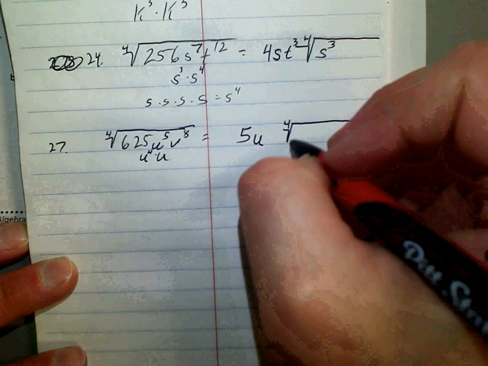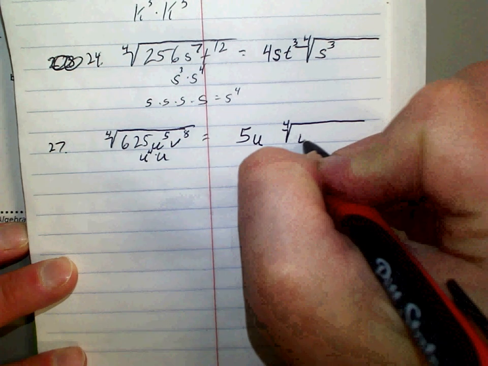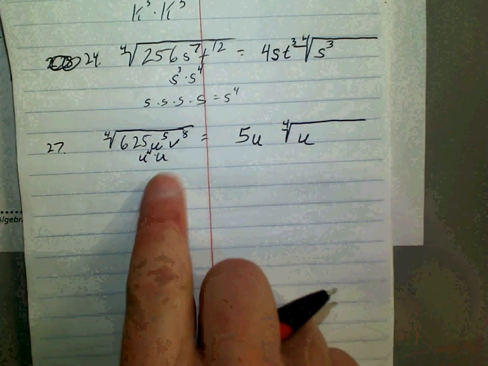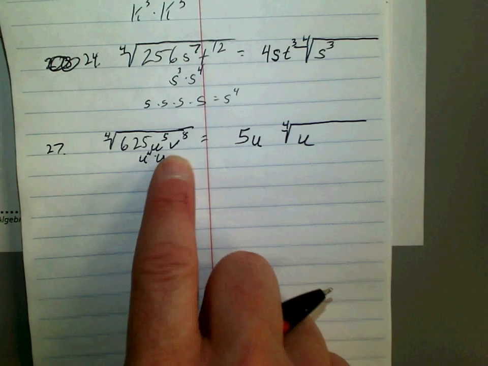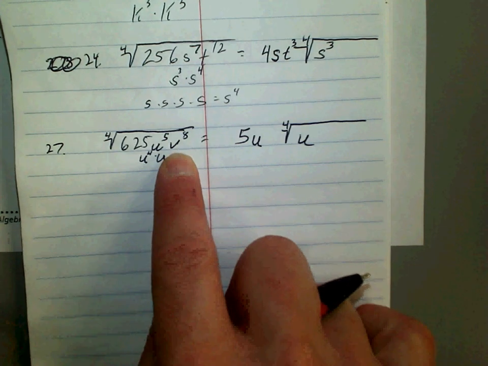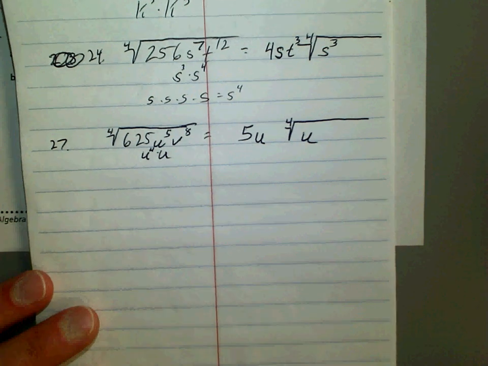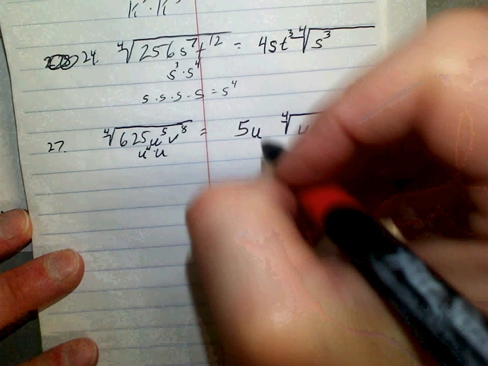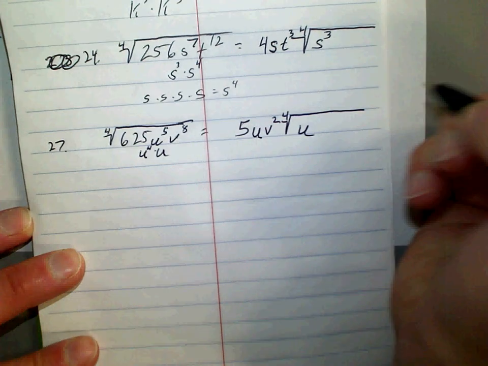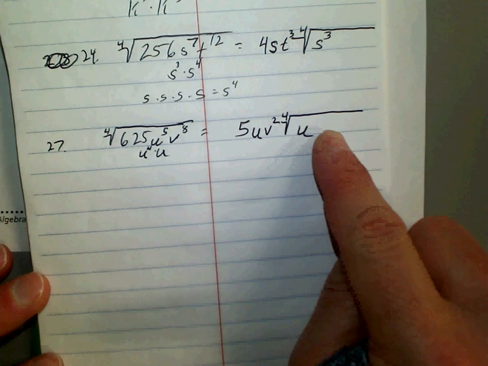All right, what about the u that stayed in? U to the first as well. It's that one right there. Andrew, the v to the eighth, does it have a fourth root? V squared? Will there be any v left inside? No.